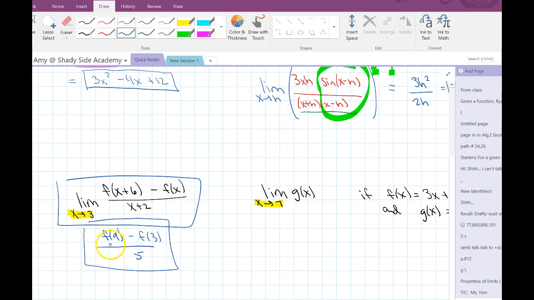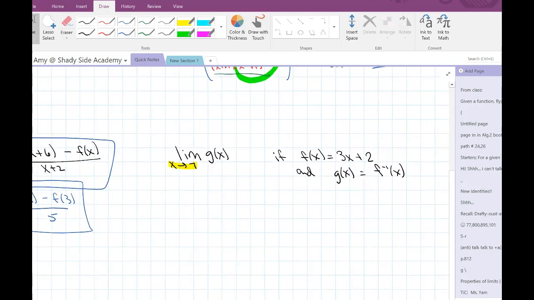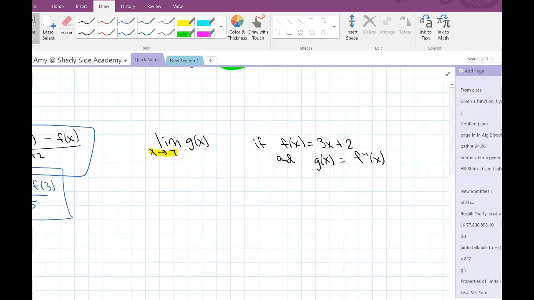We can't actually evaluate f of 9 or f of 3, right? That's it. So it's possible for an argument of a limit to describe something or in function notation, right? And the final one here, the limit as x approaches 7 of g of x, where g of x is defined as the inverse of f of x.